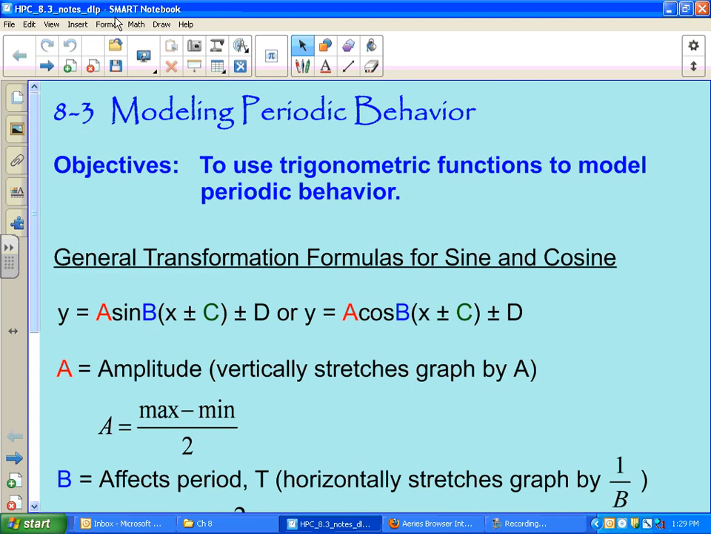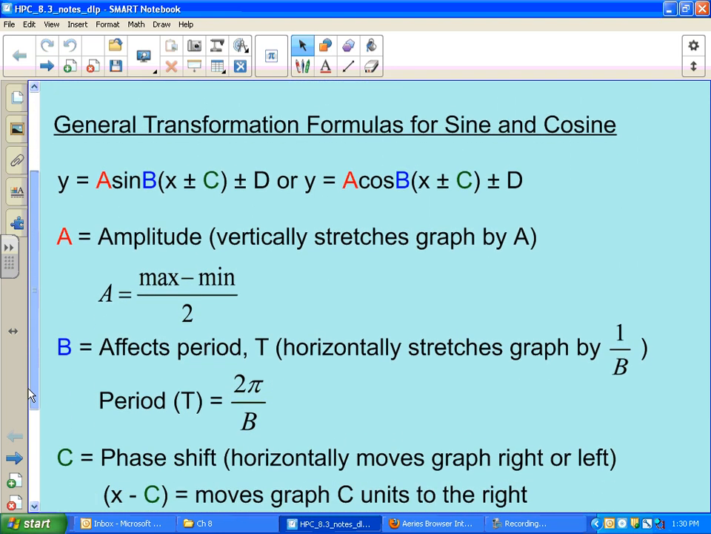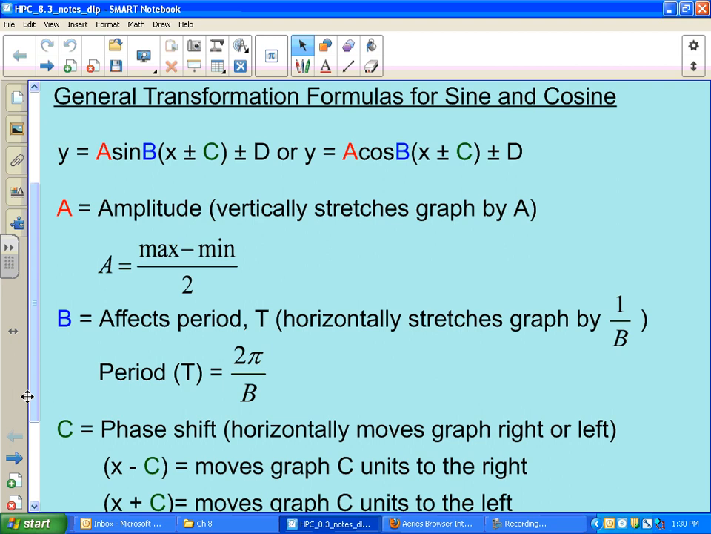So yesterday we did stretches and shrinks horizontally for sine and cosine curves, A's and B's, right? A was an amplitude. How high above or below an axis line are you? B told us about how the period of the graph is going to be affected. So what we're going to do today is add to this list the C and the D.